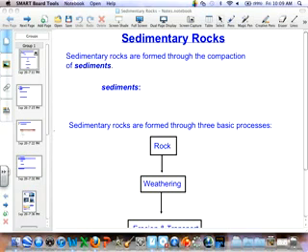What do you notice about all 5 of them? What did all 5 of those have in common? They had layers. What else? They had sand particles, okay? The reason why we call them sedimentary rocks is because that's actually what they're made of. They're made out of sediments.